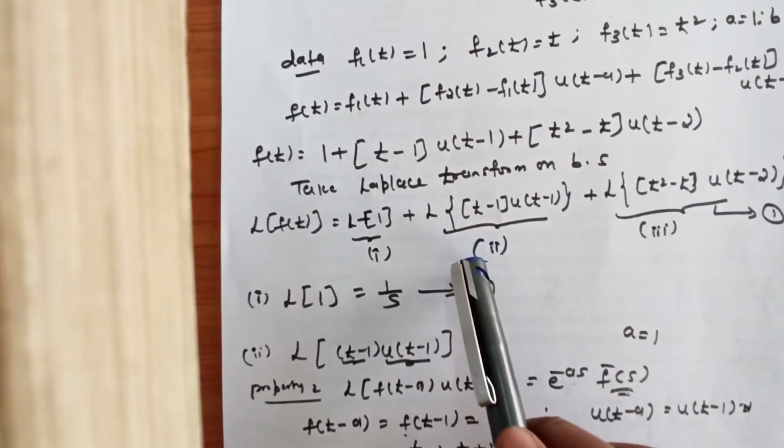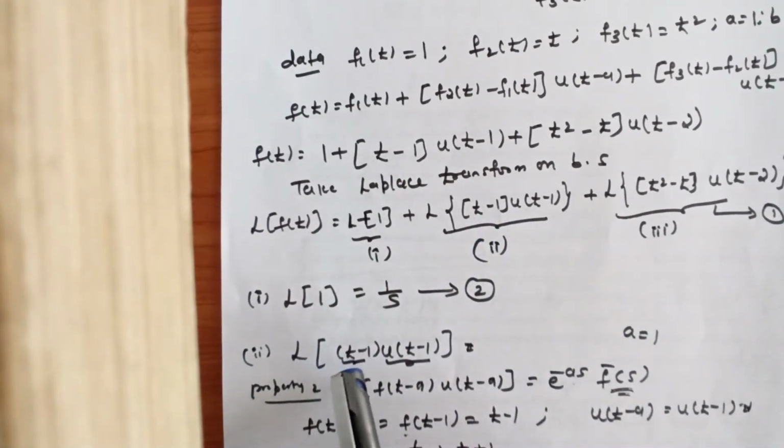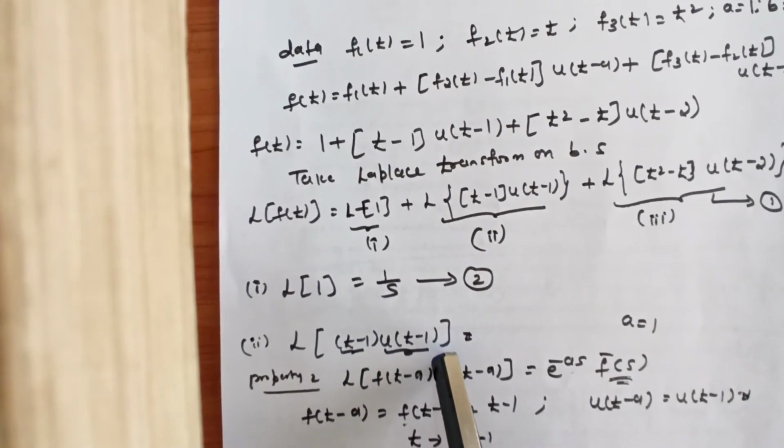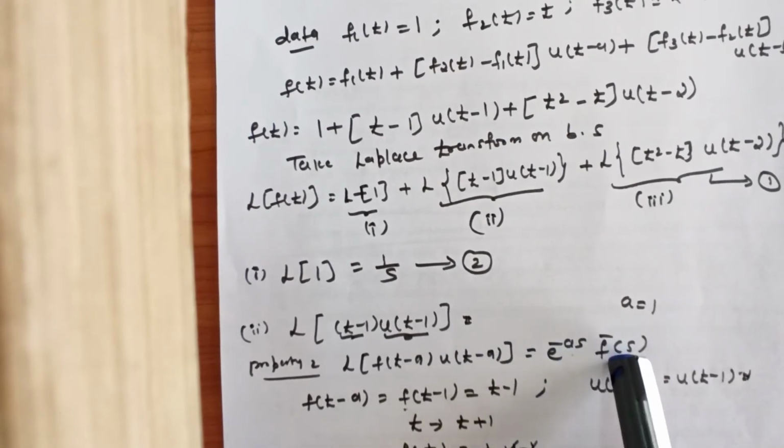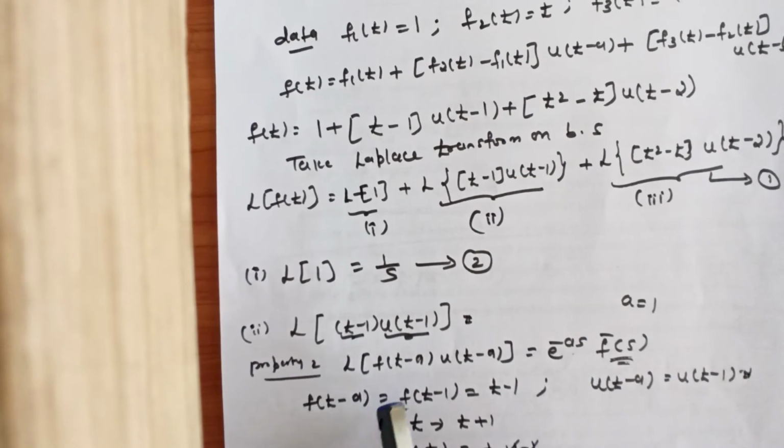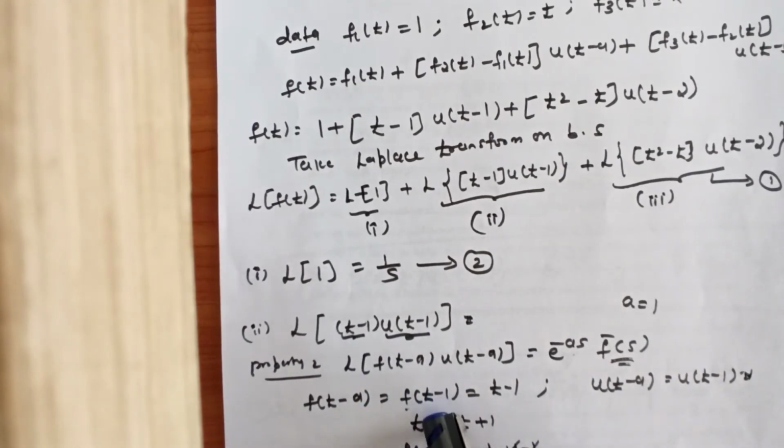And let us consider the second function, that is Laplace transform of (t minus 1) into u of (t minus 1). So here you have to make use of the second property, that is Laplace transform of f of (t minus a) into u of (t minus a) is equals to e power of minus as into f bar of s. Here our f of (t minus a), that is f of (t minus 1), is t minus 1, and our u of (t minus a) is u of (t minus 1).